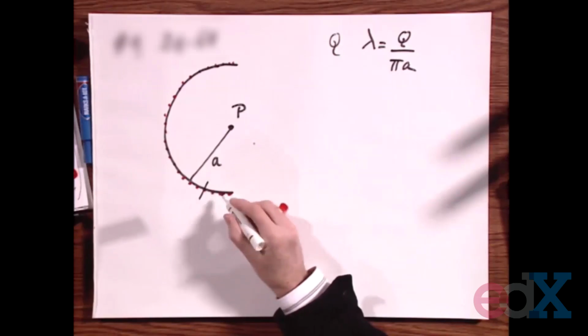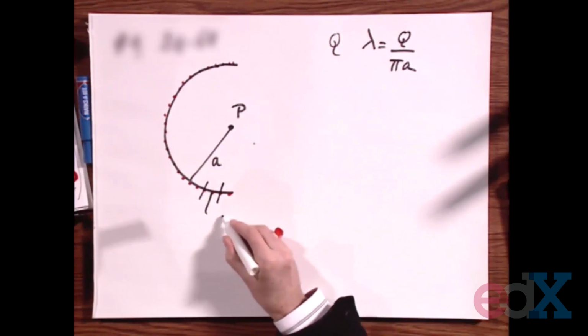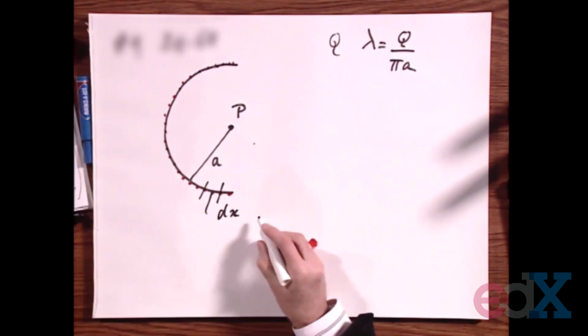As I said earlier, the potential is a scalar, it's not a vector. And the advantage of scalars is that you don't have to take into account directions. They have no direction, so all you have to do is just add up the individual potentials from each one of those little sections of the arc. And that's exactly what I'm going to do. I'm going to carve out here a little section dx.